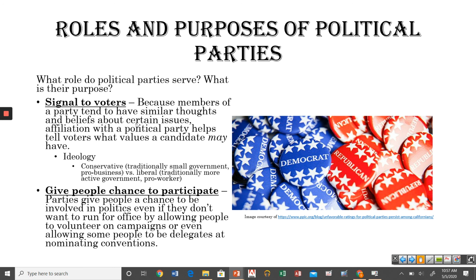Because people could always just decide, okay, well, I want to help this particular candidate, that particular candidate, and they can do that. But again, there are dozens and dozens of candidates running for dozens and dozens of offices each and every election. It'd be hard if each of those candidates had to go out and find their own volunteers individually. So the party can help connect candidates to people who want to volunteer for that particular party. So it gives people a chance to participate in the political process more than just voting, but less than actually running for office themselves.